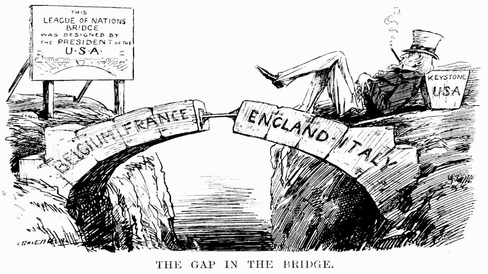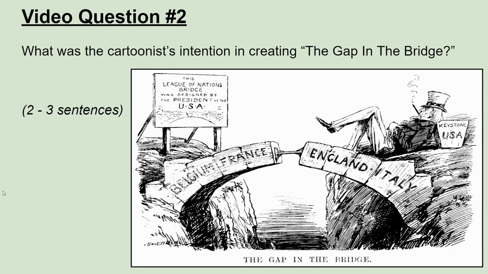So if you look at this cartoon, I'm not going to give you the answer, but looking at this cartoon, what do you think is the cartoonist's intention? Thinking about the DBQ and direct analysis, I want you to be practicing thinking about intent. What is the point of view and purpose of this cartoon? What is this cartoonist trying to suggest about the United States and the League of Nations? What do you think is the cartoonist's intention in creating this cartoon, in a couple of sentences?